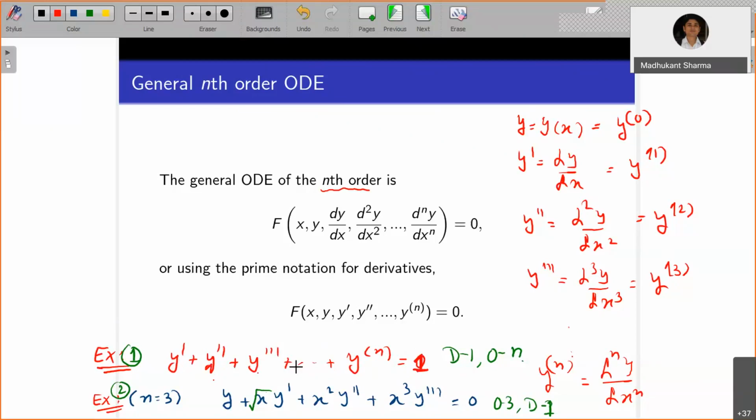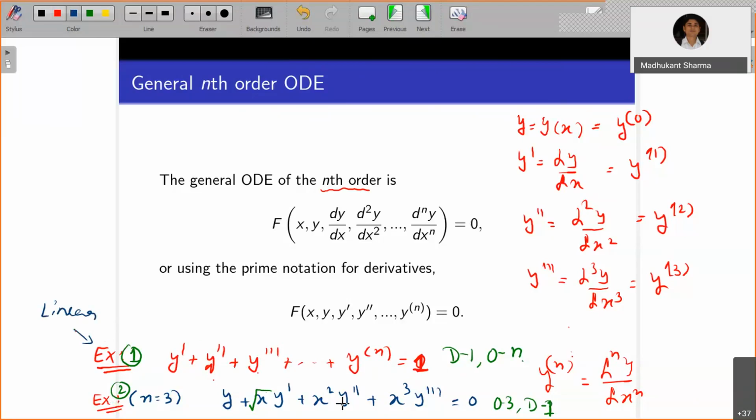Second condition is none of the terms has a product of y or any of its derivatives. Third condition is no transcendental function of y. So it's linear. So this is a linear differential equation, a linear nth order first degree differential equation.